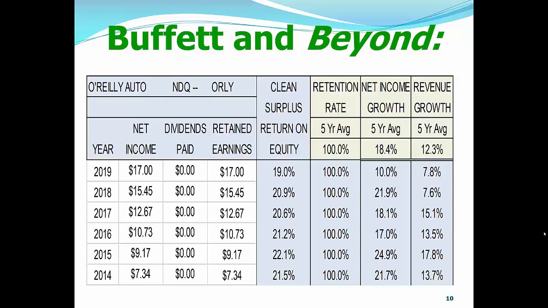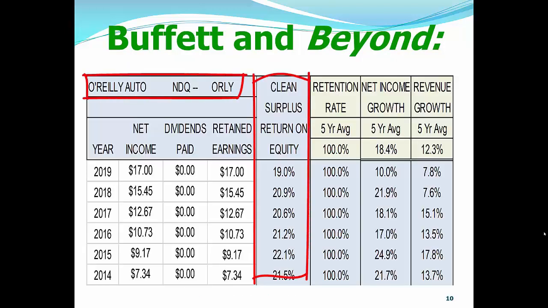Yeah, and the answer is that we look at that clean surplus ROE, and in a normal market year with a return of about 10 or 12%, we would expect stocks that have a clean surplus ROE above 14.5% to outperform. And there is a nice correlation between that clean surplus ROE and the future appreciation of a stock.